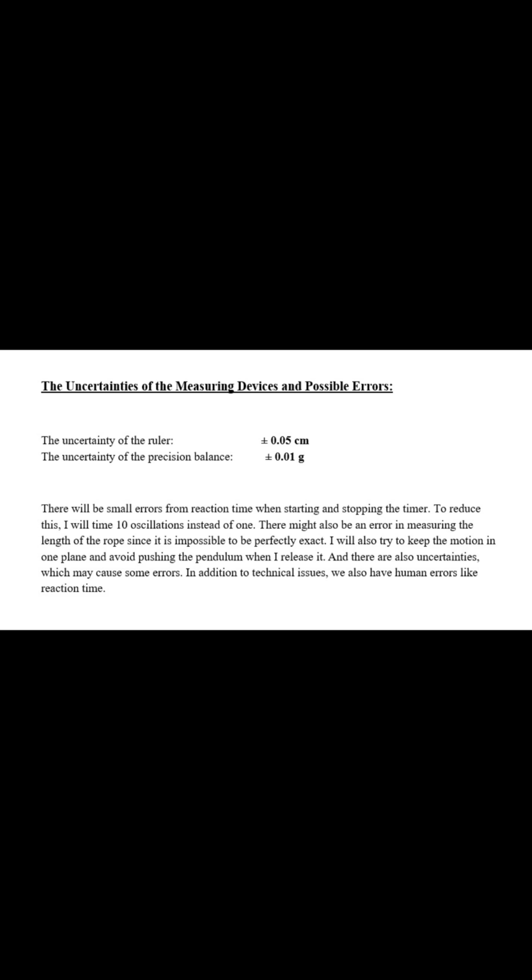And now I want to talk about possible errors. There will be small errors from reaction time when starting and stopping the timer. To reduce this, I did 10 oscillations instead of 1. There might also be an error in measuring the length of the rope, since it's impossible to be perfectly exact. I will also try to keep the motion in one plane and avoid pushing the pendulum when I release it. And there are also uncertainties, which may cause some errors. And here are the uncertainties of the measuring devices.